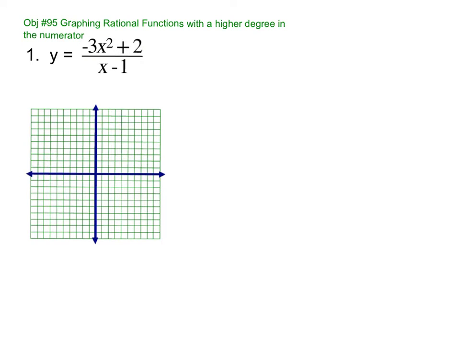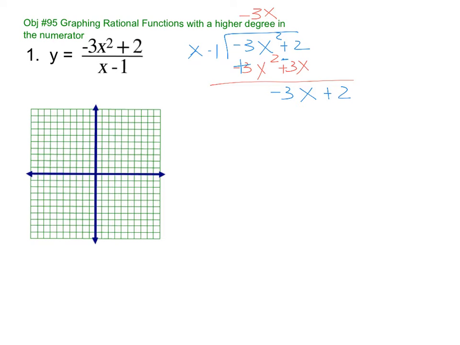Do some long division to rewrite this function: negative 3x squared plus 2 divided by x minus 1. Good job leaving space there, Ms. Fazone. All right, negative 3x squared plus 3x. If you're lost as to what I'm doing, look in your notes or Google long division. Change the sign. So this becomes a plus, this becomes a minus. So I get negative 3x plus 2 minus 3, minus 3x plus 3. Change the sign. This becomes plus, this becomes minus. So our new function is y equals negative 3x minus 3 minus 1 over x minus 1.